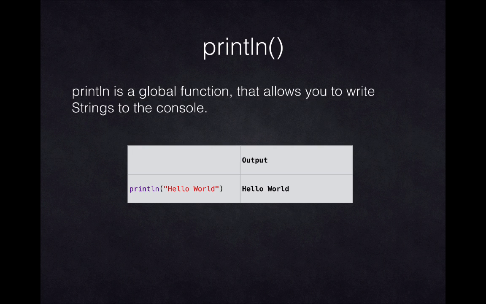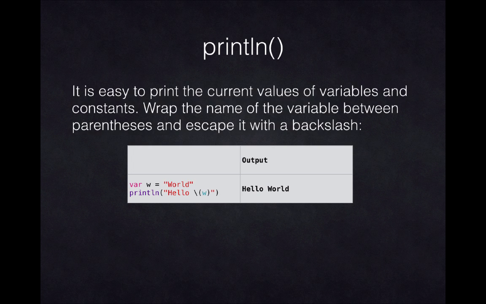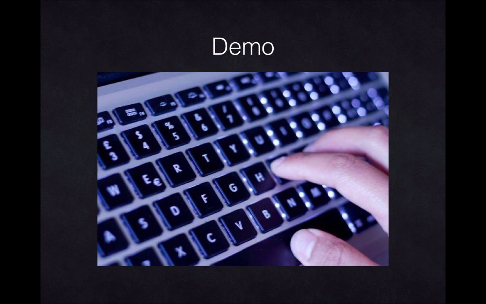A few things about printing. Printline is a global function that allows you to write strings to the console. In this case, the words "Hello World" are written to the console. It's also easy to print the current values of variables and constants. Wrap the name of a variable between parentheses and escape it with a backslash. Again, let me show this in a short demo.